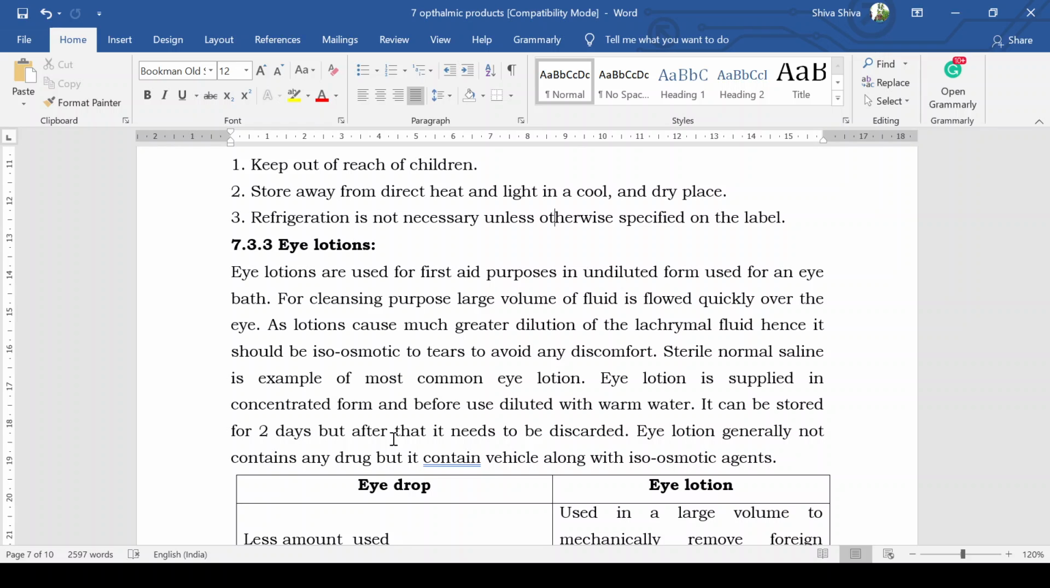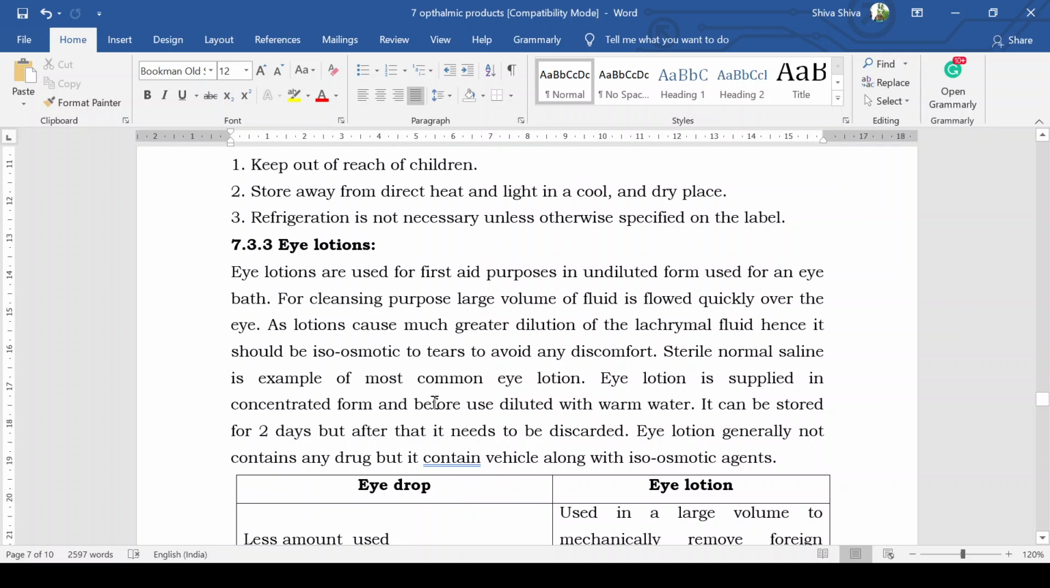As lotions cause much greater dilution of the lacrimal fluid, it should be isosmotic to tears to avoid any discomfort. As usual, any kind of ophthalmic product should be isosmotic, isotonic, or iso pH. Sterile normal saline is an example of the most common eye lotion. Eye lotion is supplied in a concentrated form and before use diluted with warm water. It can be stored for 2 days, but after that it needs to be discarded. Eye lotion generally does not contain any drug, but it contains a vehicle along with isosmotic agents.